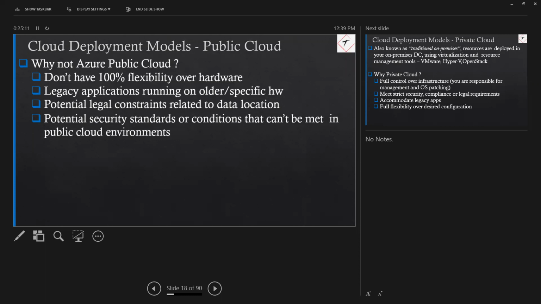In terms of data center location, you have various regions to choose from, but if you're looking for a particular region because of legal constraints, that might not be possible as of now. And also security standards: even though it's a very high standard, if you have very stringent security needs for your cloud deployment or for your data, that might not be possible in public cloud.